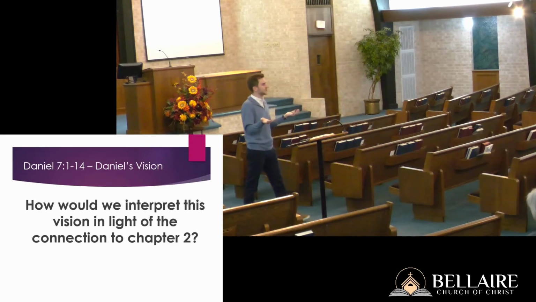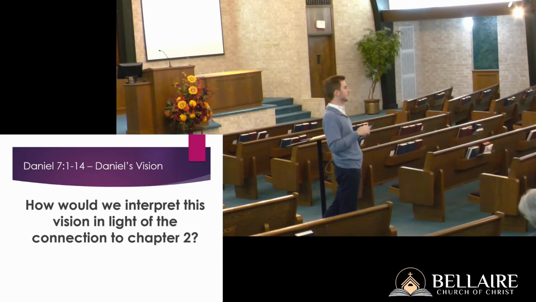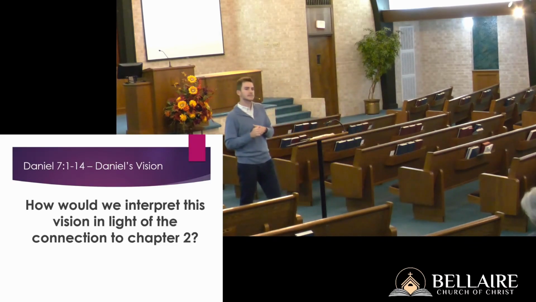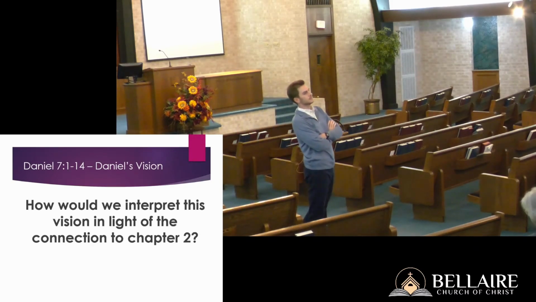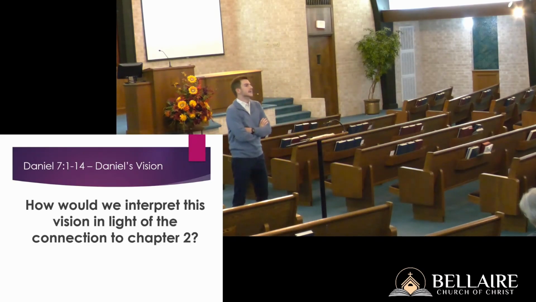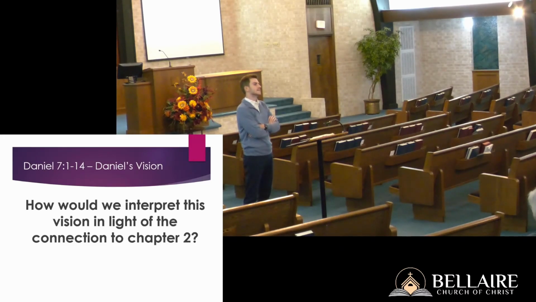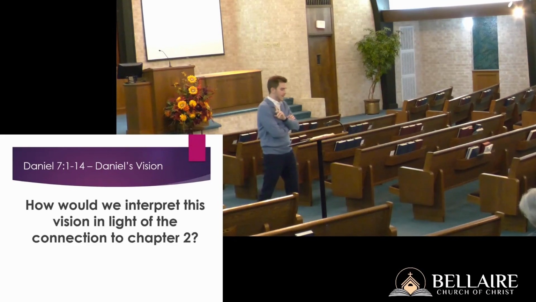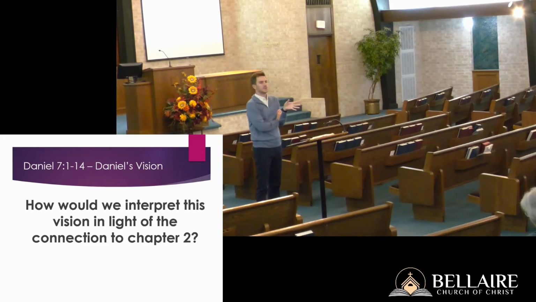Okay, what else do you want to say about the connection to chapter 2 as we interpret chapter 7? We have 4 kingdoms, starting with Babylon, likely. Michael? We see God's judgment, and the beasts were destroyed. It says, well, in verse 11. Okay. God judges, the beasts are destroyed. What does that make you think of from chapter 2? Or what's the corollary from chapter 2?